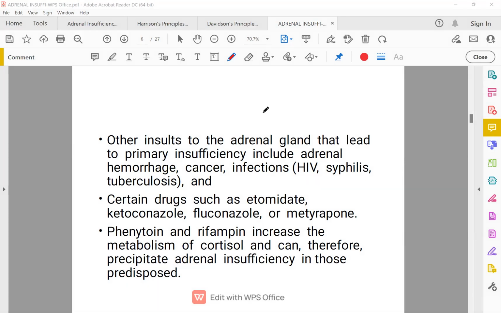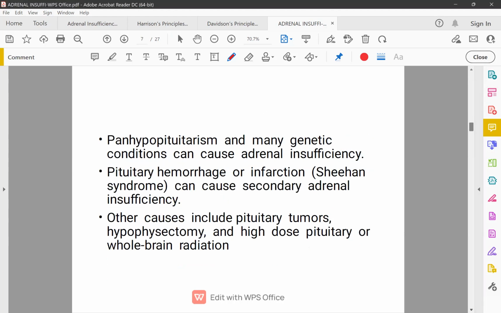Etomidate, ketoconazole, fluconazole, metyrapone, these are some of the drugs. In addition, there are certain drugs like phenytoin and rifamycin. They will increase the catabolism of cortisol. So much so, there will be a relative adrenal deficiency. Not that the adrenal gland is secreting less, but the hormone, before it reaches the target organ, is destroyed elsewhere by these drugs.